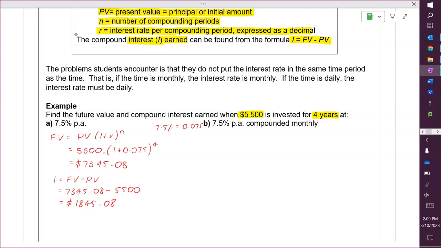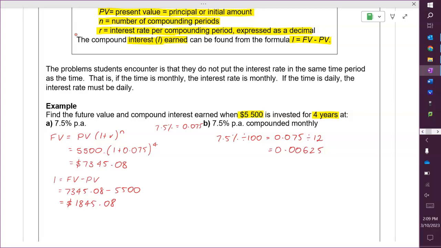However, with B, it's the same percentage, same interest rate, but it's compounded monthly. So if we have 7.5%, we divide it by 100 to get to our decimal multiplier. We'd already done that previously. But if it's compounded monthly, it means I then need to work out, well, what is that percentage rate per month? And we end up with 0.00625. So that's our first step.